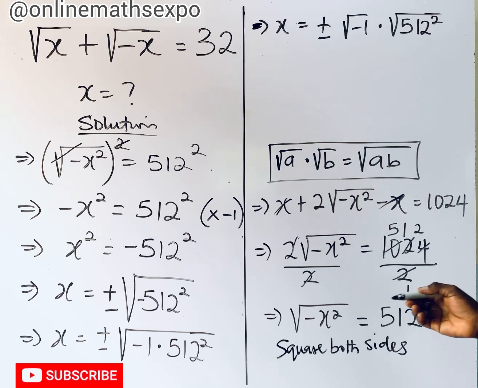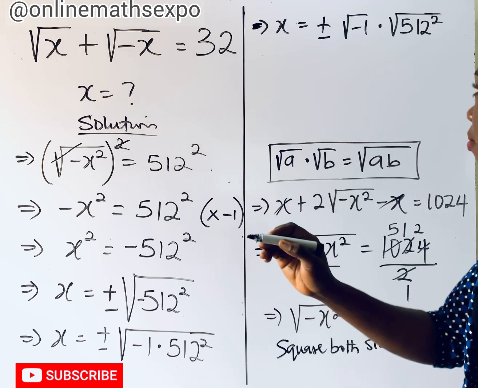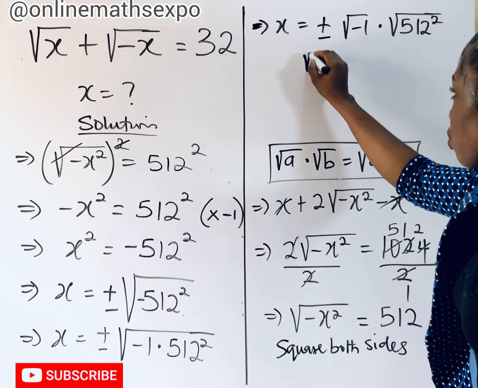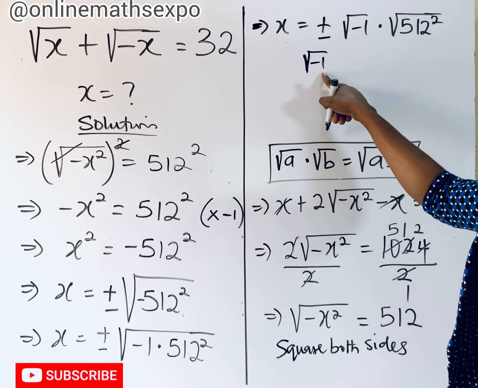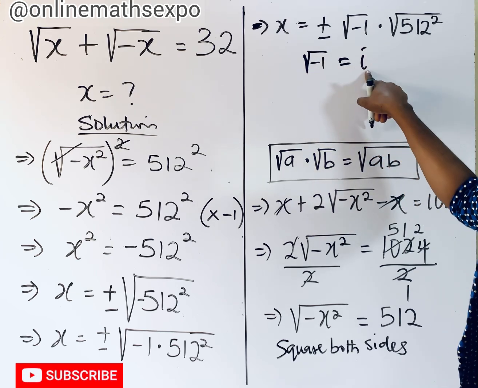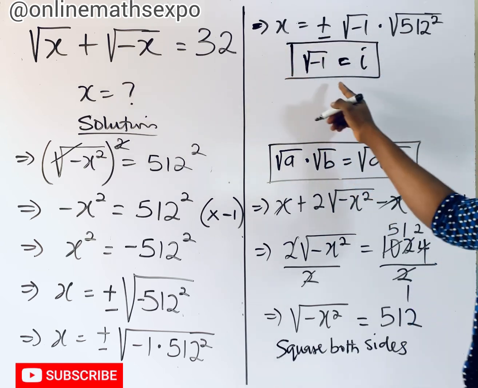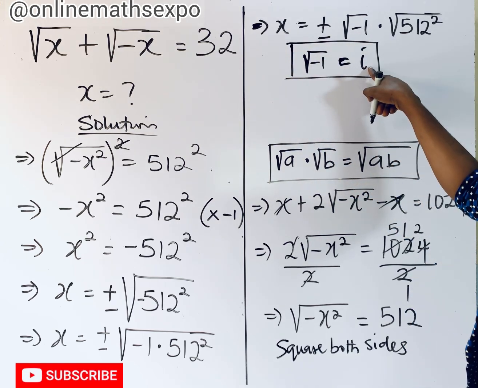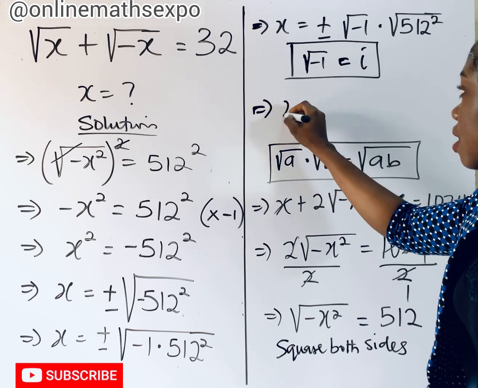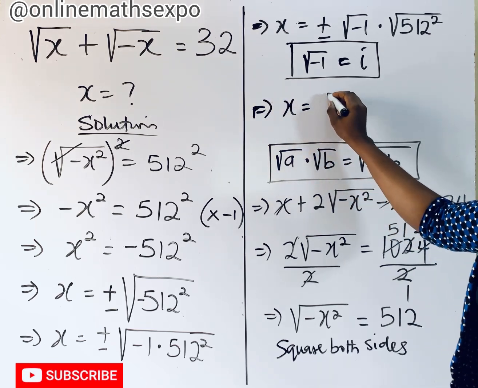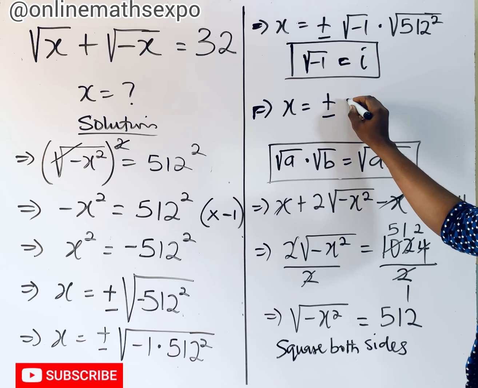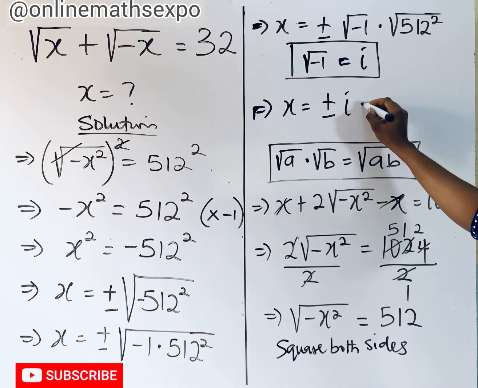I hope you are with me. Now what do we do again? Just remember that the square root of negative 1 is always equal to the imaginary unit i. So this is going to be our guide. So we're going to replace this with the unit i, and in that case x is going to give us plus or minus i multiplied by.